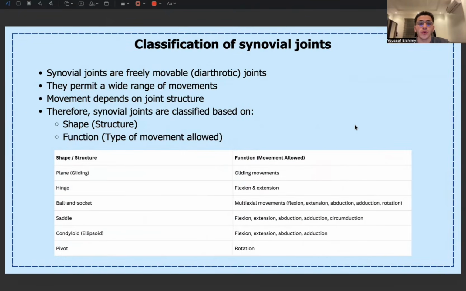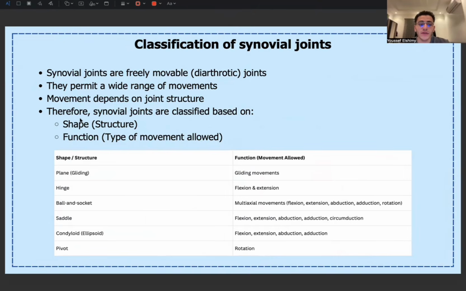Okay, so we can also classify synovial joints, but before we classify, we just need to recap that synovial joints are freely movable. They are diarthrotic joints. They permit a wide range of movements, and movement depends on the joint structure. So we can classify the joints according to their shape or structure, or according to their function, which means the type of movement allowed.